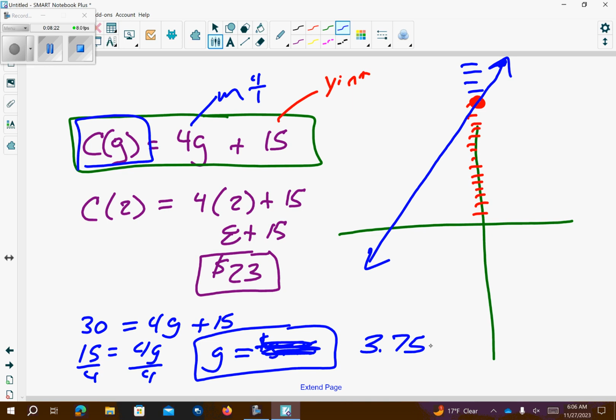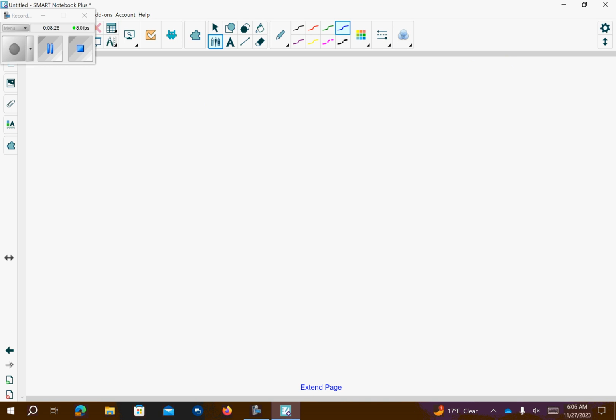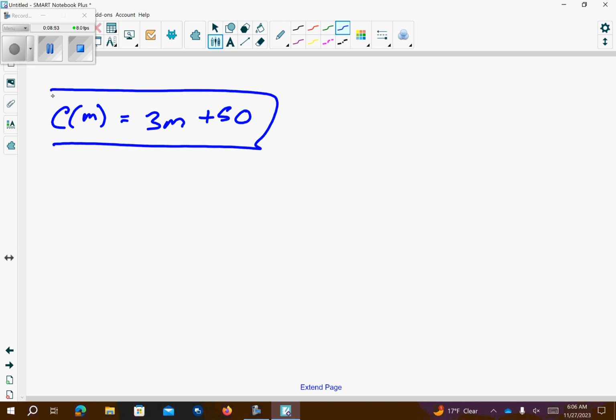Okay, turn over to page 176, and I'll read the problems. It says Lexi had her car towed when it broke down. The cost was $3 per mile, plus a flat rate of $50. So we're going to go C of M because our variable in the equation is M, so the cost. That's our equation. Write the equation, so this is the answer to letter A.